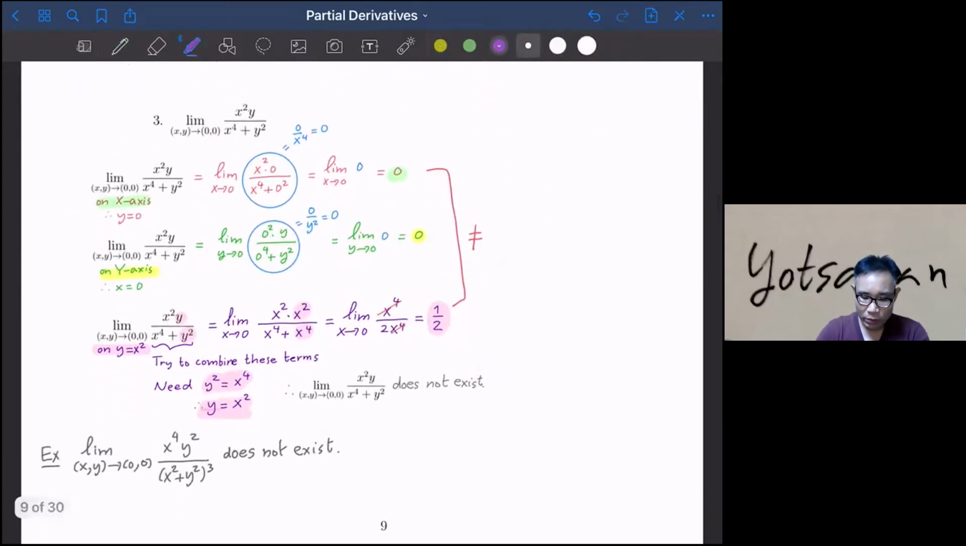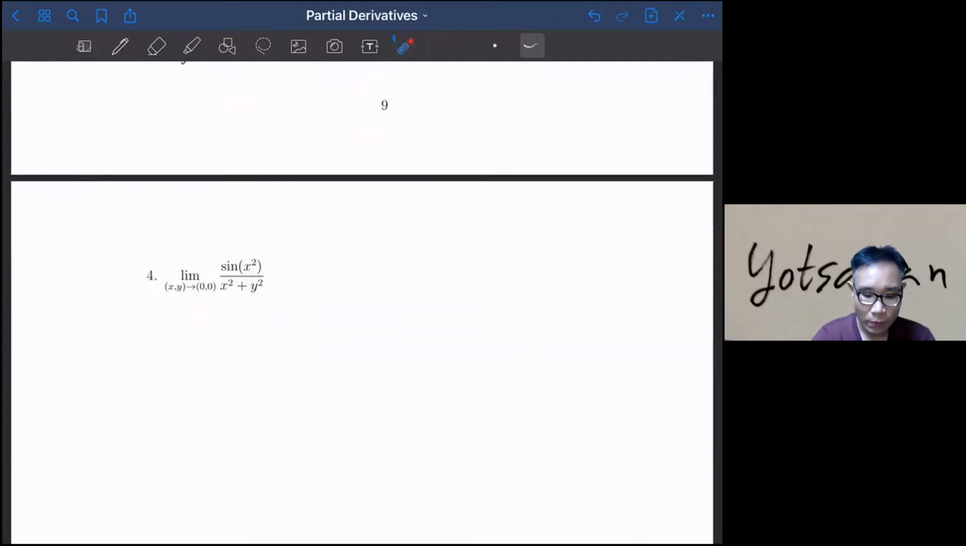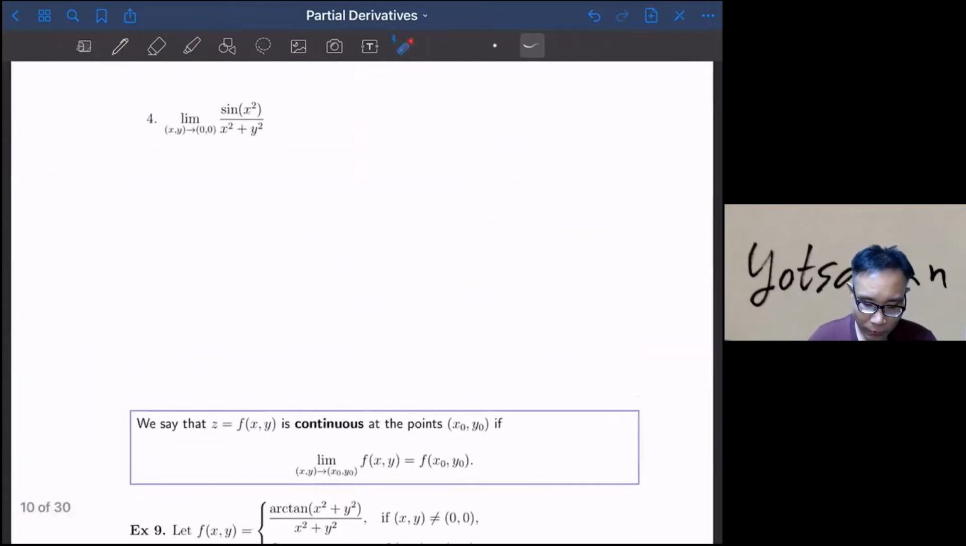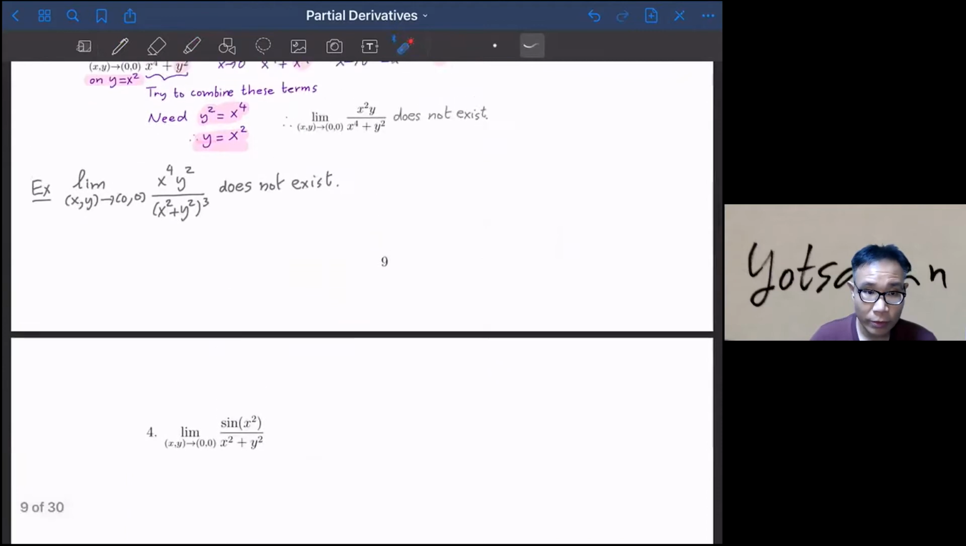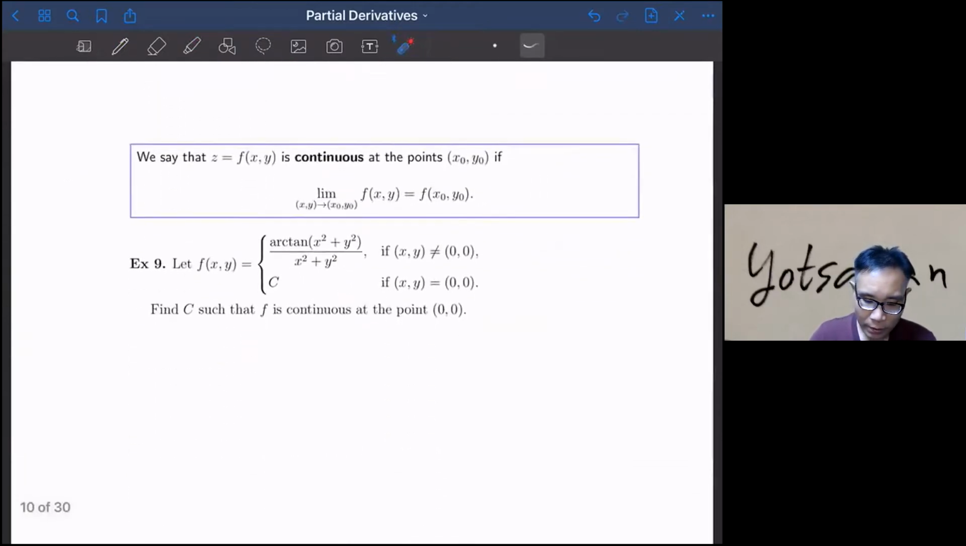And the trick that I taught you here is that you should try to combine the powers on the bottom. To combine the powers, you need this term and this term to be the same, so it gives you the condition that allows you to combine the terms. So that's what I left you: these two examples for you to work on your own.